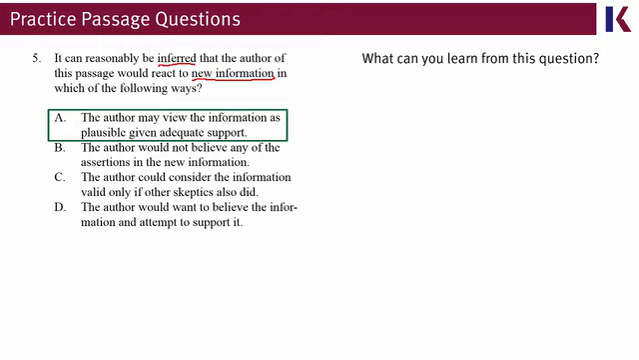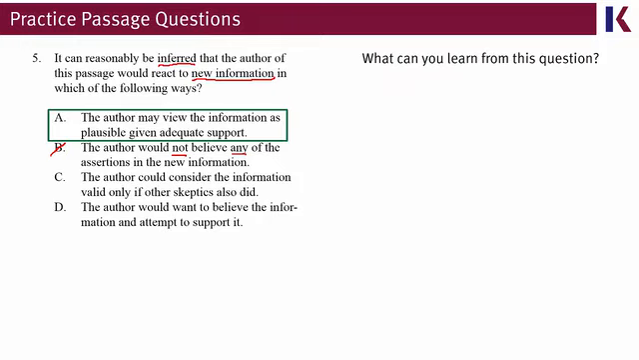Now, there is another way to attack question number 5, and that is to use an elimination strategy. Take a look at letter B. Our author would not believe any of the assertions in the new information. That's a really extreme claim. In fact, that's what makes letter B a wrong answer. Our author would not necessarily reject the information outright, and anything that could be supported, our author would eventually come to view as viable, good information.